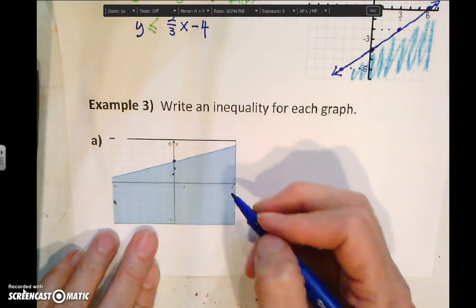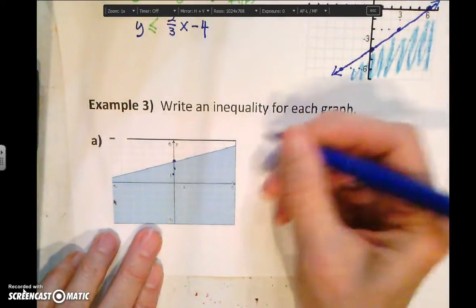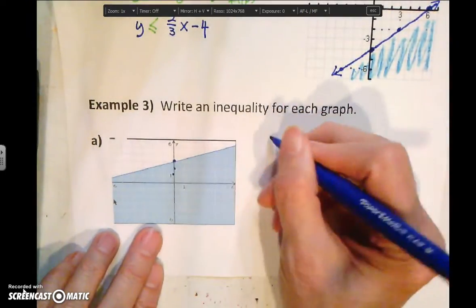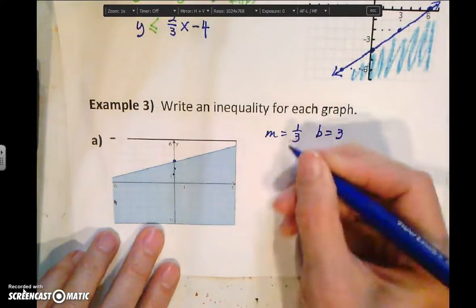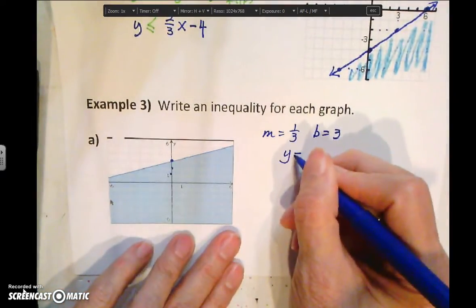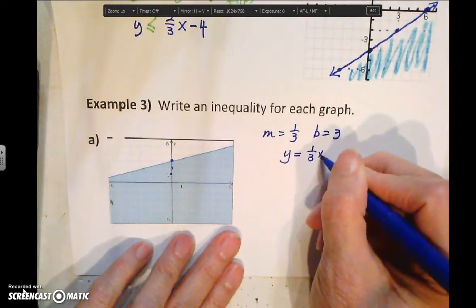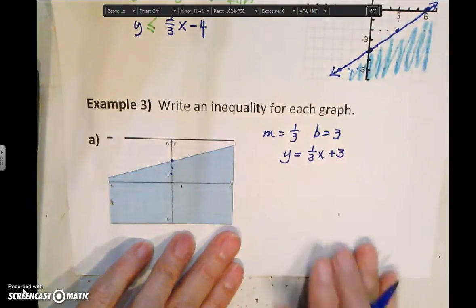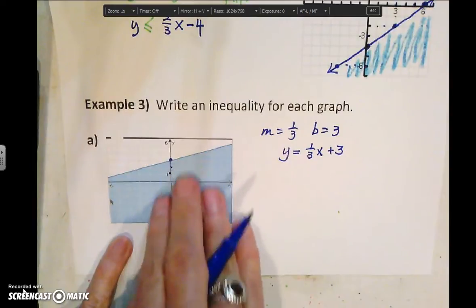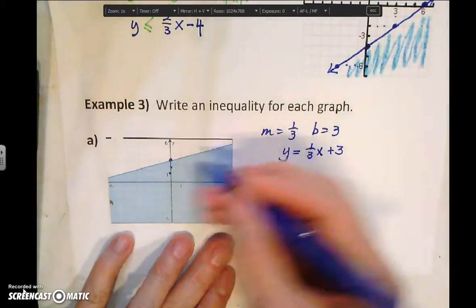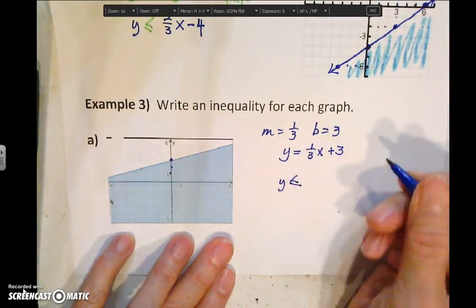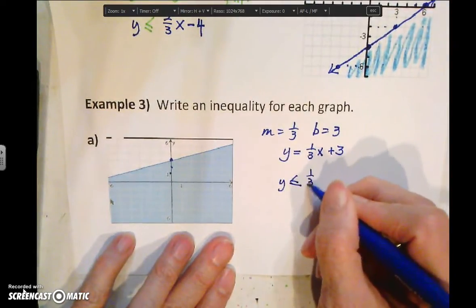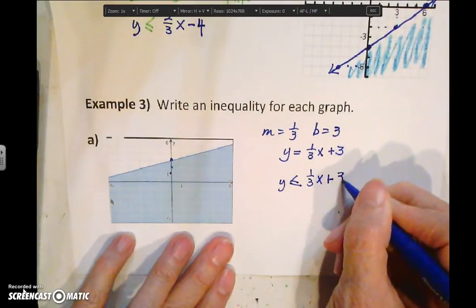Oh, that's right. Can't see that good there. So I'm going to say the slope is 1/3. So m is 1/3, b appears to be 3. So I'm going to say that my equation is y is equal to 1/3 x plus 3. I see that it's shaded below it, and the line is solid, so y is less than or equal to 1/3 x plus 3.